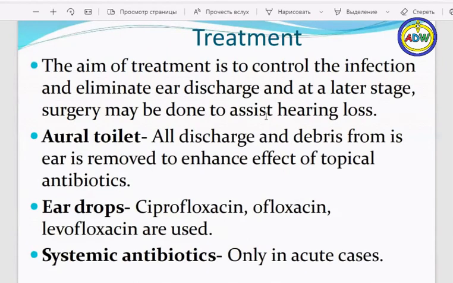What about the treatment? The aim of treatment is to control the infection and eliminate ear discharge, and at a later stage, surgery may be done to treat hearing loss. Aural toilet: all discharge and debris from the ear is removed to enhance the effect of topical antibiotics. Ear drops, ciprofloxacin, ofloxacin, levofloxacin, are used depending on the culture test. Systemic antibiotics in chronic cases we usually do not use, only in acute cases. Mostly in chronic cases we use topical treatment.